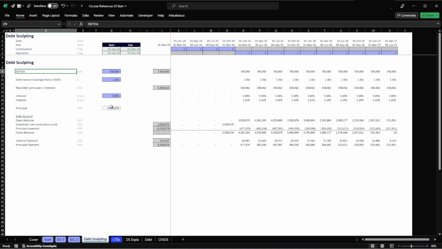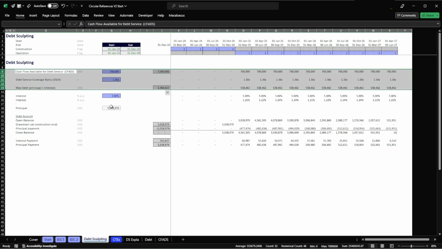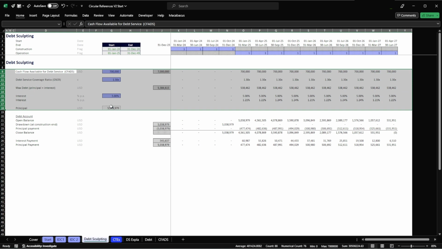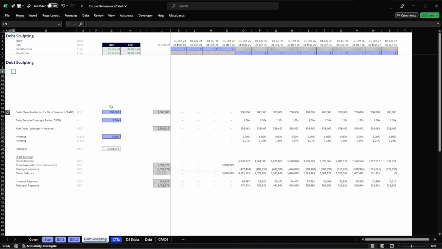So we're going to call it the cash flow available for debt service, or let me put here the CFADS, because this is quite a common way to call it. I'm going to add a few rows in here, and we're going to start modeling our cash flow available for debt service. So what are we going to have here?